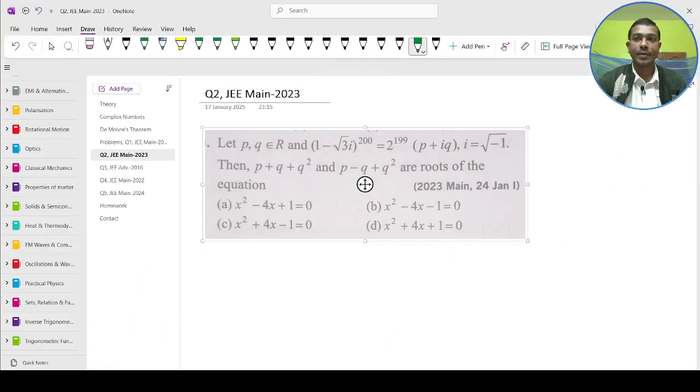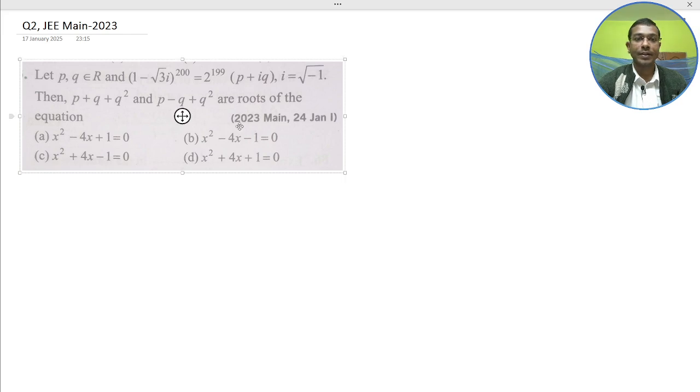Next problem coming in JEE Main 2023, also recent type of questions. Let p, q belong to R and (1 minus root 3i) to the power 200 equal to 2 to the power 199 (p plus iq). Then p plus q square and p minus q plus q square are the roots of which equation? Very important question. Combination of the complex number and the quadratic equation, the theory of equation we will discuss in your next chapter. So this is the combination type of questions.